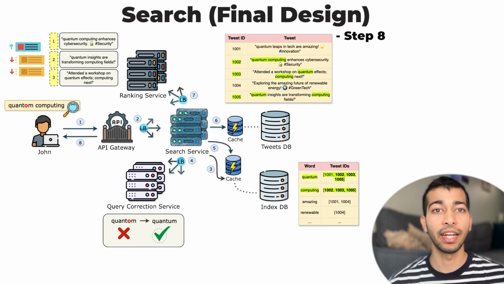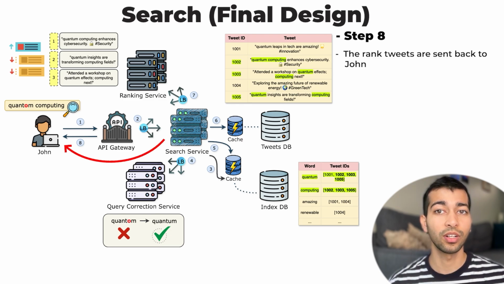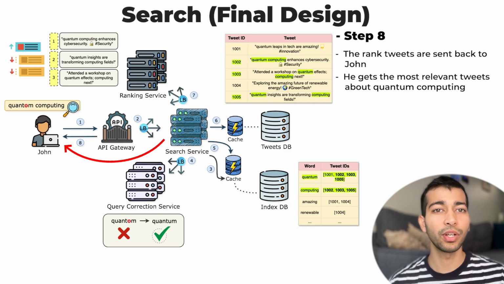And step number 8, finally the ranked tweets are sent back to John. He gets the most relevant tweets about quantum computing perfectly ranked from newest to oldest. All of this happens in a matter of milliseconds. How amazing is that, right?